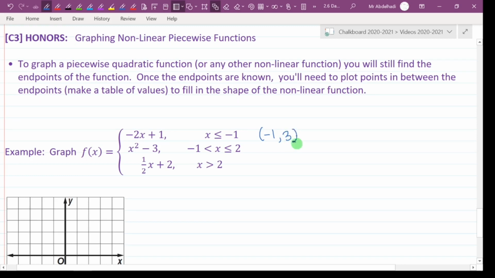So there's your endpoint. What direction are we going? We're going to the left. Is this an open or closed circle? This is a closed circle. What's the slope of this ray? So your slope is negative 2 over 1.